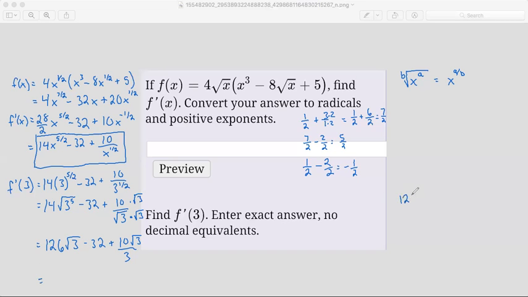126 plus 10 over 3. We can make this a common denominator by making this a 3, multiplying this by 3. 126 times 3 is 378 over 3 plus 10 over 3. So that would make 388 over 3. So we would have 388 root 3 over 3 minus 32 would be our exact answer.